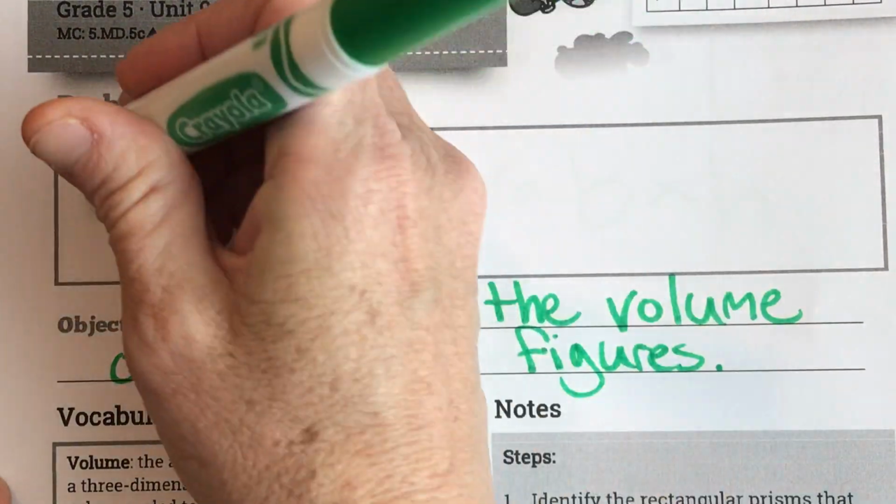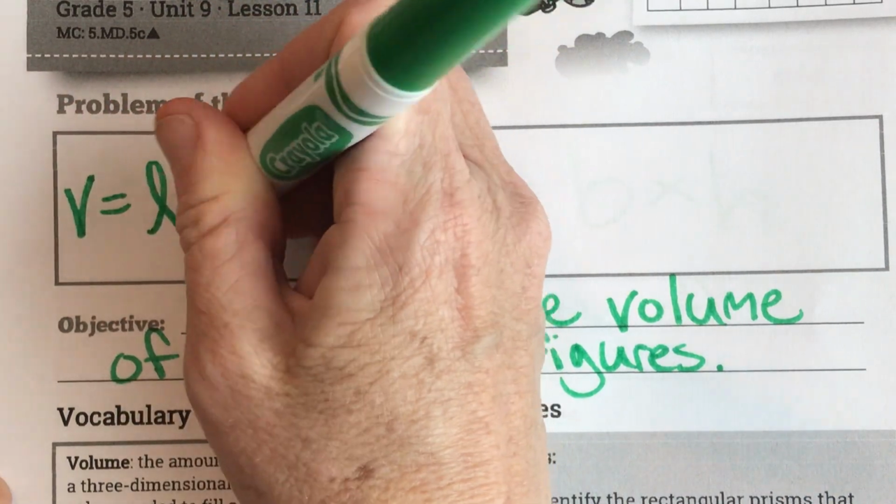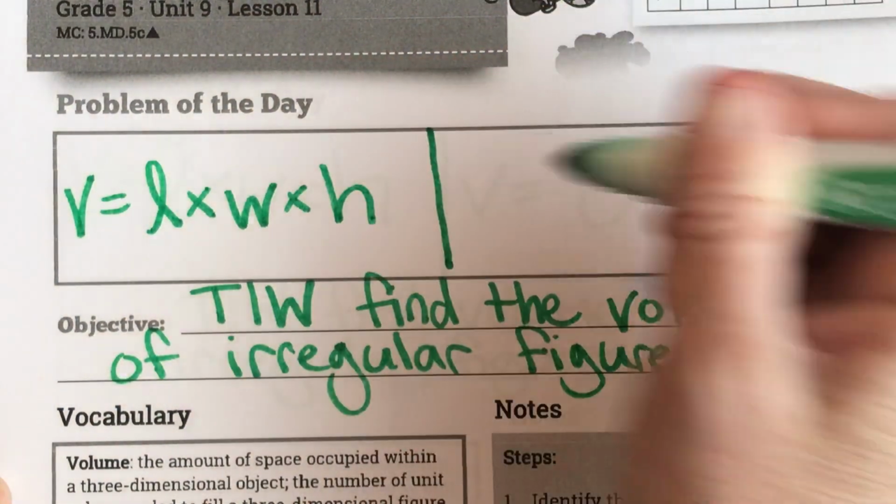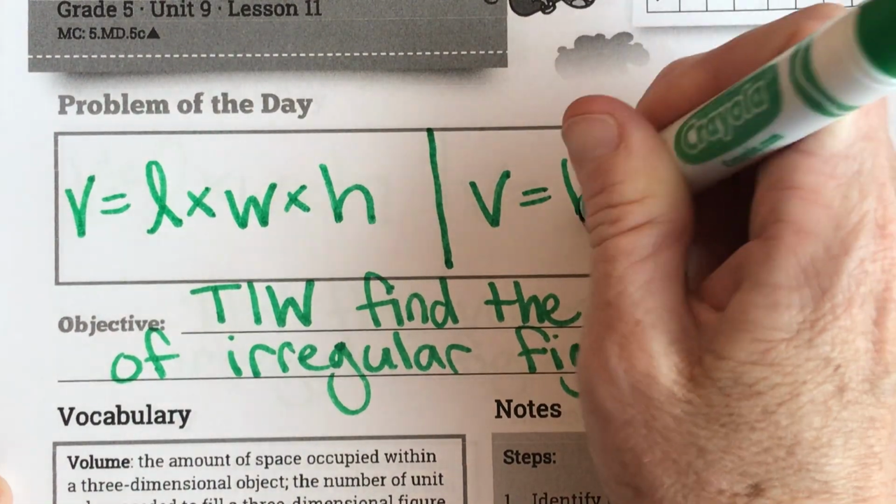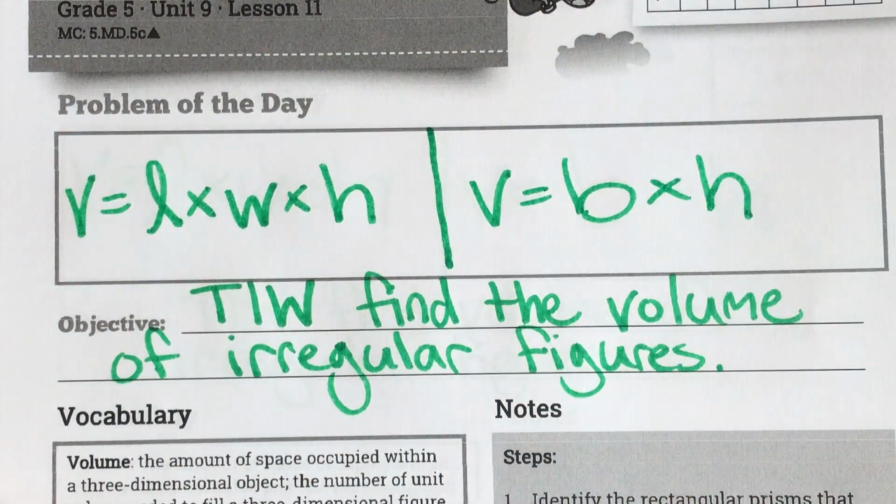So remember, our formulas are volume equals length times width times height, and volume equals base times height. Now, the reason we write those again and again and again is so we will have those memorized.